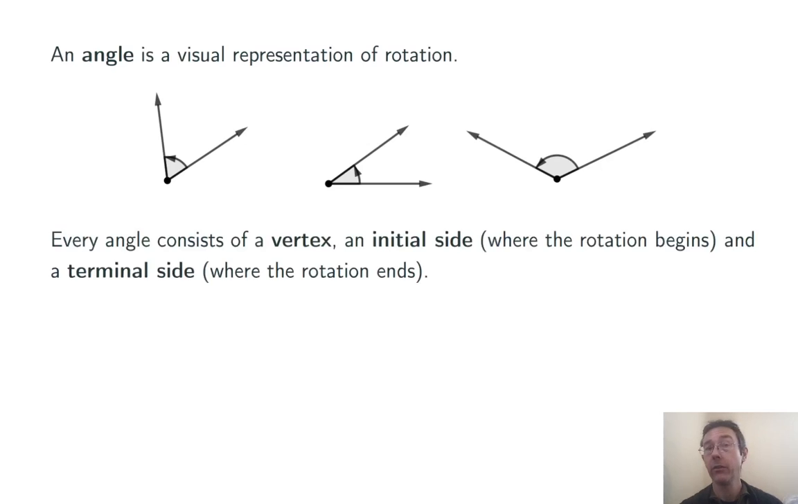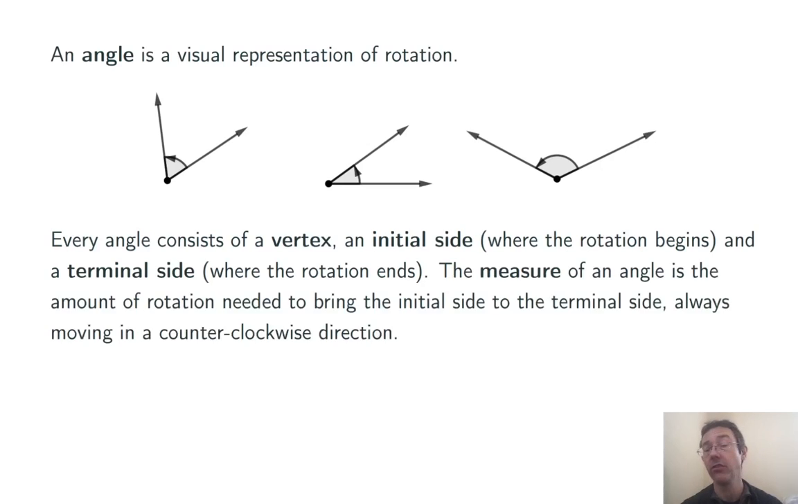Every angle consists of a vertex, that's the point that you're rotating around, an initial side, where the rotation begins, and a terminal side, where the rotation ends. The measure of an angle is just the amount of rotation needed to bring the initial side to the terminal side, always measured in the counterclockwise direction, like I have indicated here.